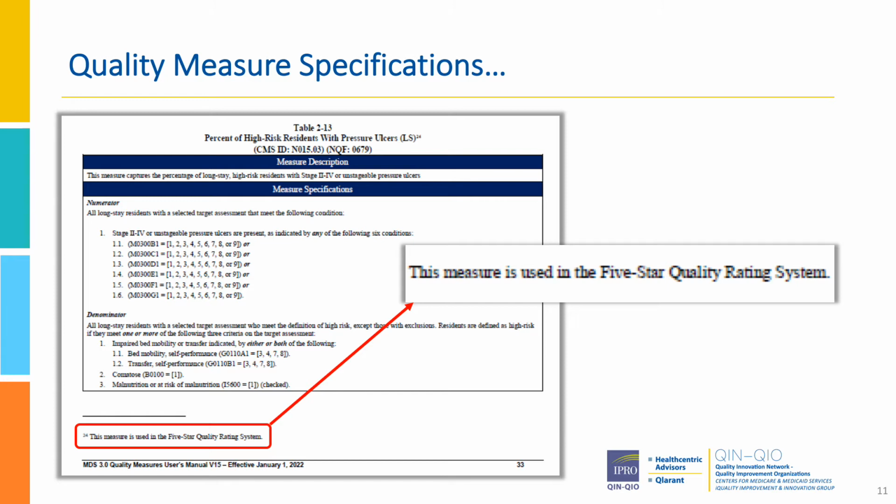You may also note that I circled something at the bottom of the page. This is where the current QM manual indicates if a particular quality measure is used in the 5-star quality rating system. You can easily see by this example that the long stay measure for high-risk pressure ulcers is in fact used in the 5-star rating system.